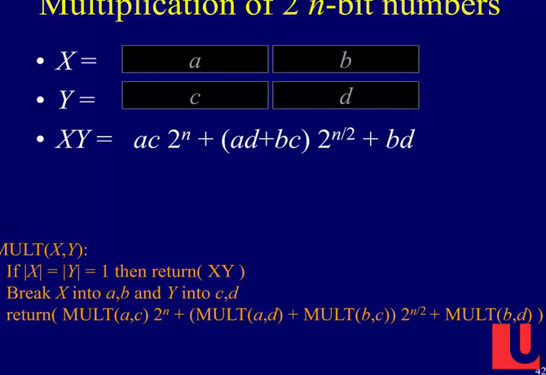Otherwise, you take your x and break it into a and b, and you take your y and break it into c and d, and then we do what we did there. We have a friend here, a friend here, a friend here, a friend here. We have 4 friends. Those we add and shift. These we shift. That we don't shift. We add it all together. Everybody get the algorithm?